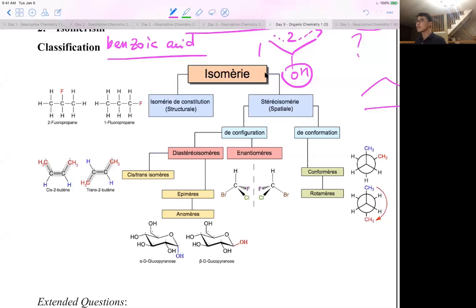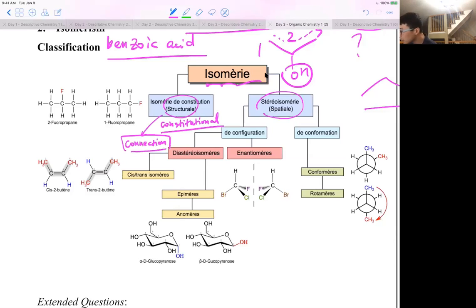Okay. So isomers, we know they have the same formula but different structure. So we can divide them into two big groups. The first one is called structural. You also see it called constitutional. Both of these have the same meaning, which means they have different connections.